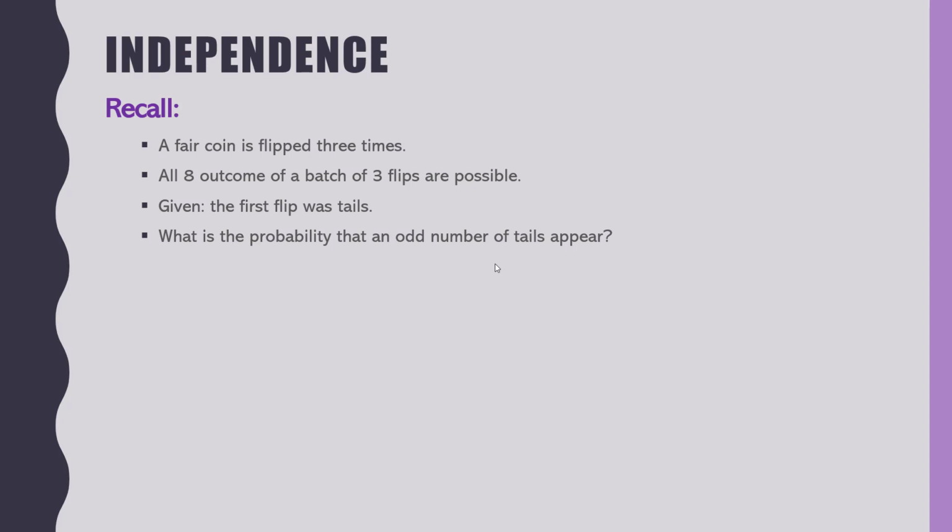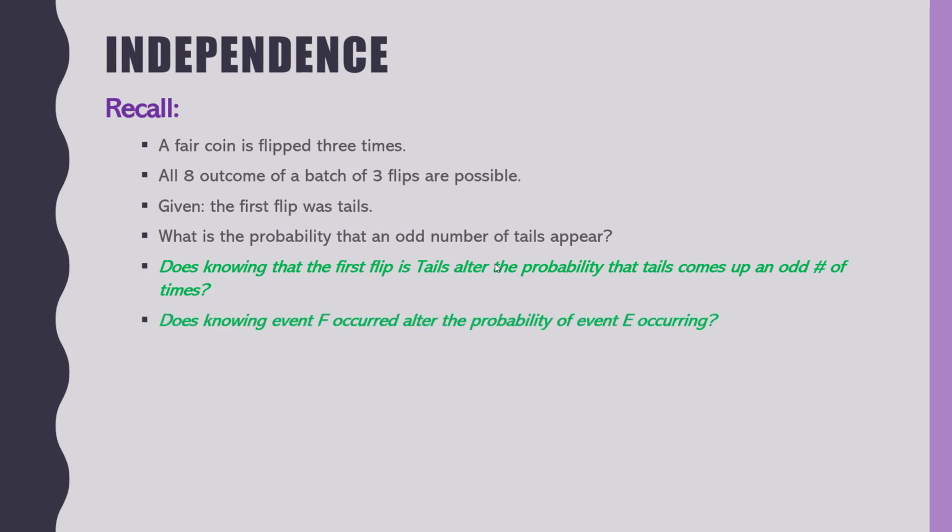That's the exact same question we had earlier. Now I'm adding a new component to it though. Does knowing that the first flip is tails alter the probability that tails will come up an odd number of times? That's the question we want to answer. Let's take a look at that. So in other words, does knowing the event F occurred alter the probability of E occurring? Is the probability of E given F the same as the probability of E?